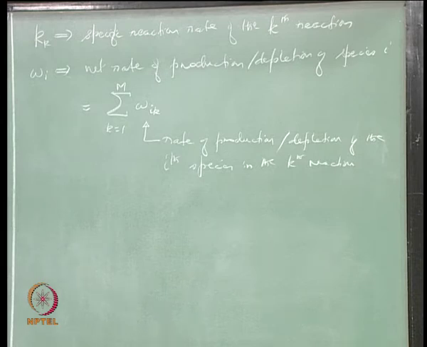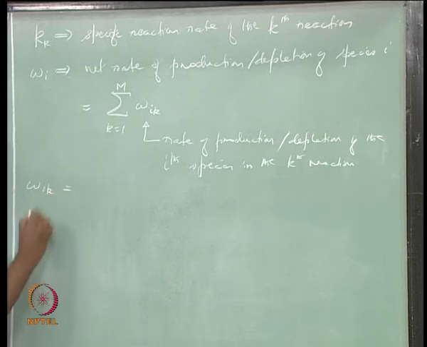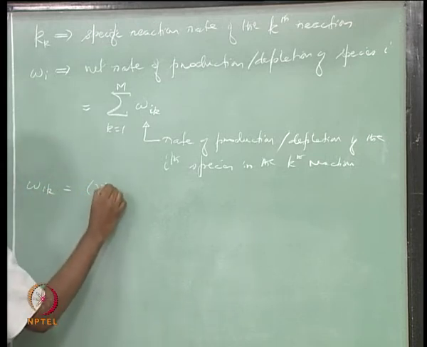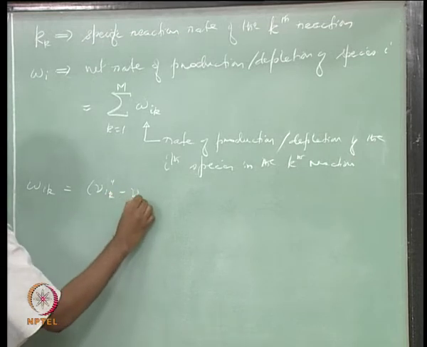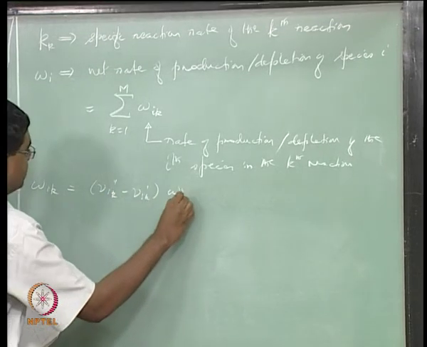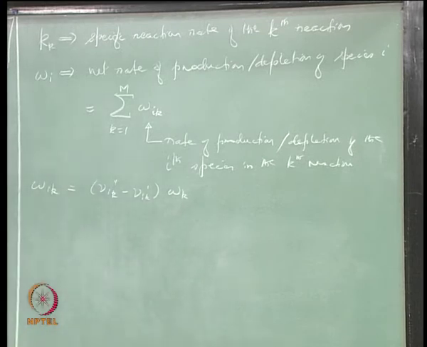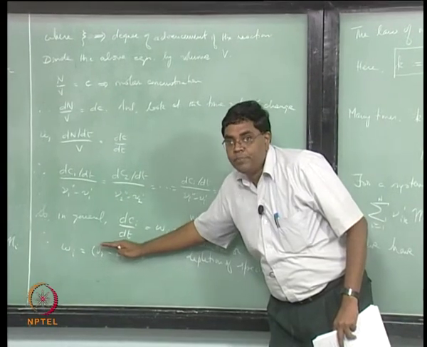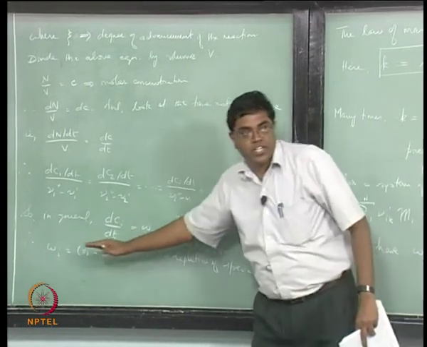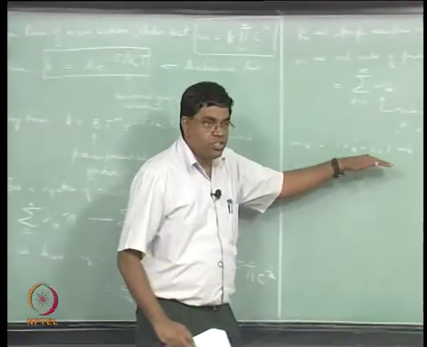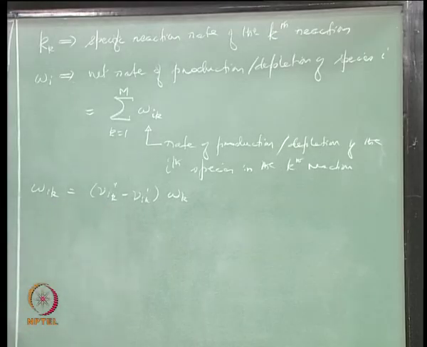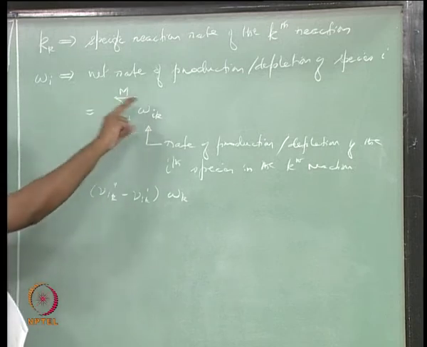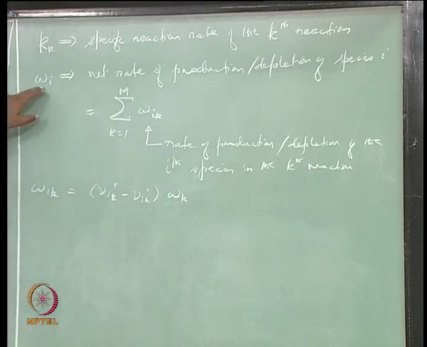So omega ik then is equal to (nu ik double prime minus nu ik single prime) omega k. That's like the multi-step version of this over here. We did this only for one reaction. We now do this for the kth reaction in a multi-reaction step. Now you have to plug this back in here, add over all the reactions to get the net rate of production of a particular species.